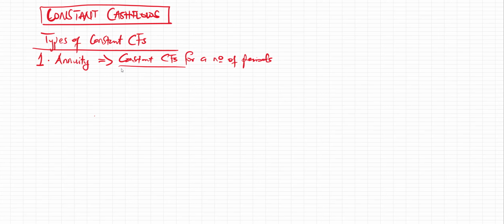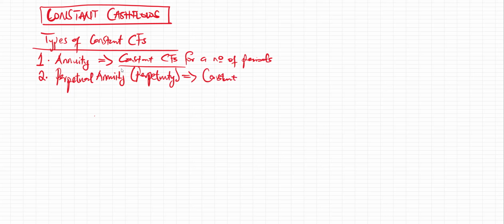Now, if I tell you invest 1 million Ghana cedis today and then get 20,000 forever, it is a perpetual annuity. A perpetual annuity is called a perpetuity. So a perpetual annuity is a perpetuity, and a perpetuity is a constant cash flow forever.